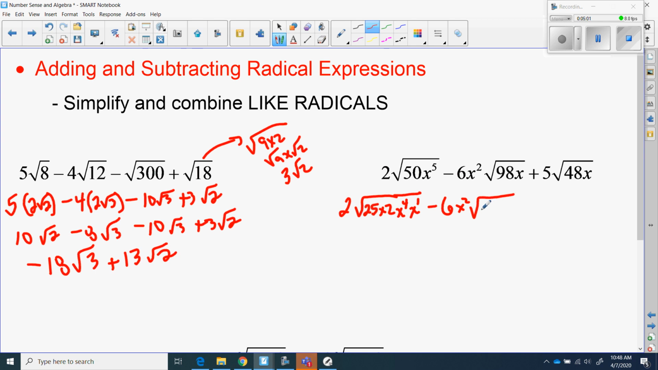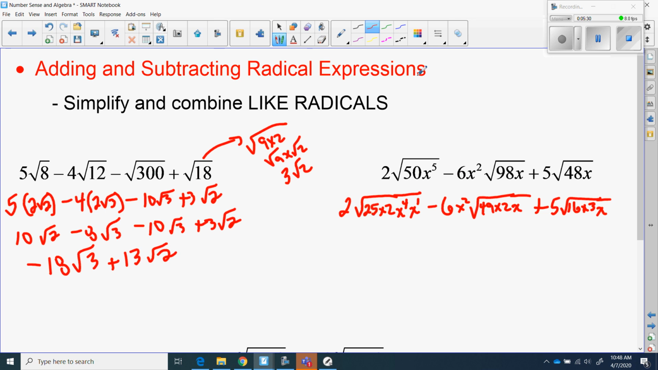Minus 6x squared. Now the square root of 98x. Well, 98 would be 49 times 2. Now x to the first, there's nothing I can do with that. So I'm just going to leave it as x to the first. And this one here, 48 would be 16 times 3. And again, the x is already in simplest form. There's nothing that I can do with that one.